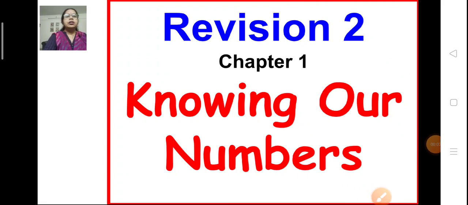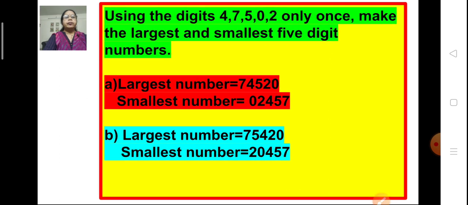In today's session, we will be continuing with the revision of chapter 1, knowing our numbers. Today we will solve some problems based on the concepts from chapter 1 which we revised in our previous session. So what is the first question?